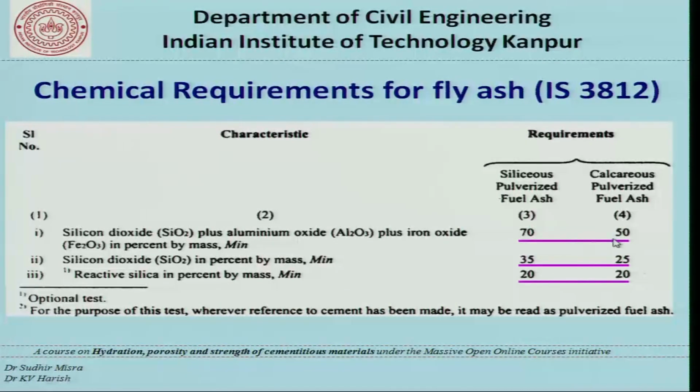In addition to this, we also have silicon dioxide that is mentioned. As per IS, the minimum silicon dioxide that should be present for siliceous fly ash is 35%, and for calcareous fly ash it is 25%. If it is lower than that, then we are not supposed to use that fly ash for construction applications.